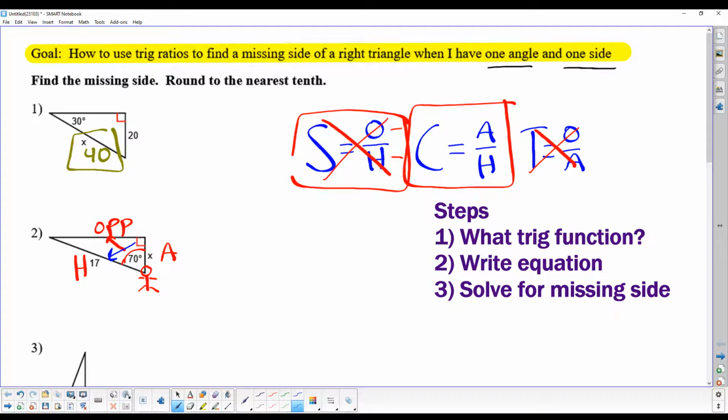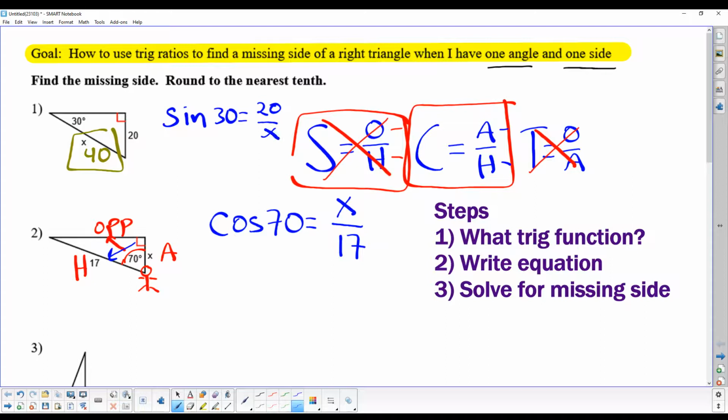So now I'm going to write the equation. It's cosine of 70 degrees equals adjacent over hypotenuse, adjacent x over 17. Okay, this one is a little bit different. The x is on top. Write this in your notes. In the previous one, x was on the bottom. It was sine of 30 equals 20 over x. And we had to do a little switching.